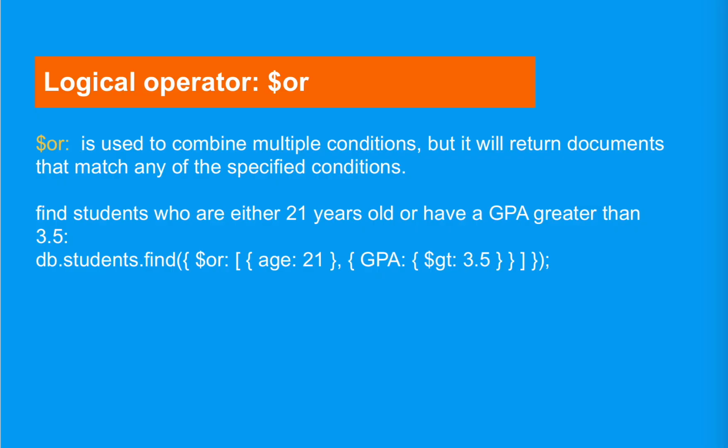The OR operator is used to combine multiple conditions, but it will return the documents that match any of the specified conditions. If a document matches at least one condition, it will be included in the results. Suppose you want to find the students who are either 21 years old or have a GPA greater than 3.5, then we will use the OR operator.